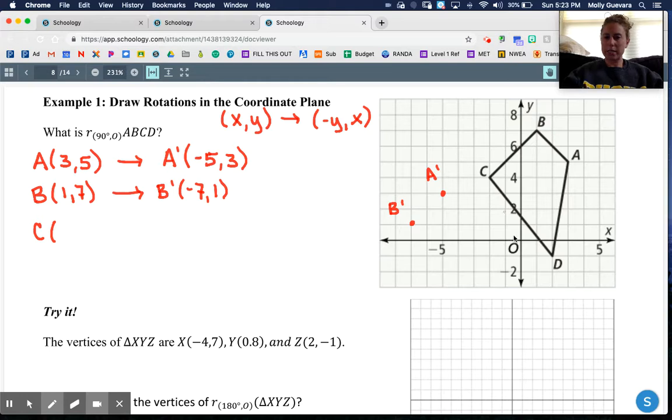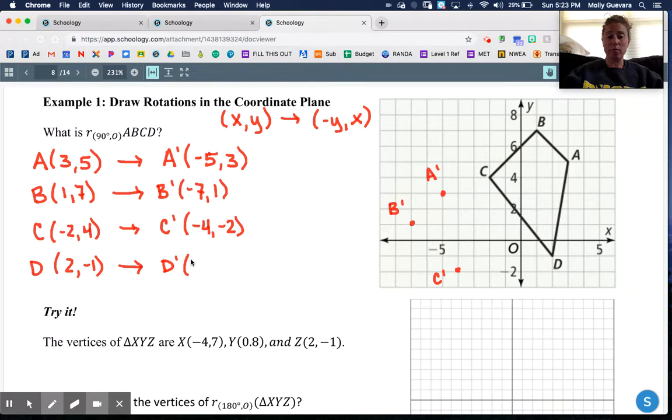My original point C is at negative 2, 4, which means C prime is going to be negative 4, negative 2. So negative 4, negative 2, so C prime. And then my original point for D was 2, negative 1. And so D prime, when I multiply negative 1 by negative 1, I get positive. So that's going to be 1, comma 2. So 1, 2 is going to be D prime.